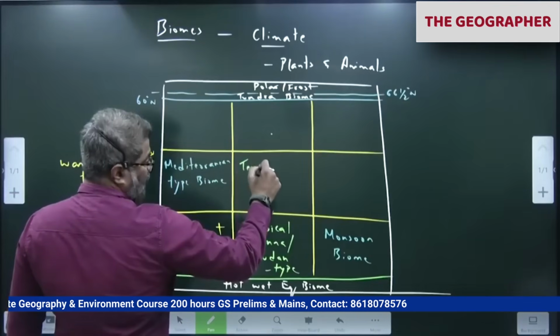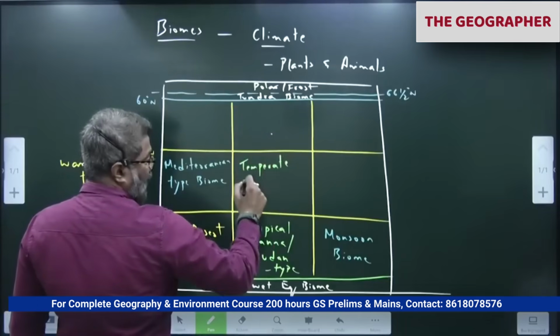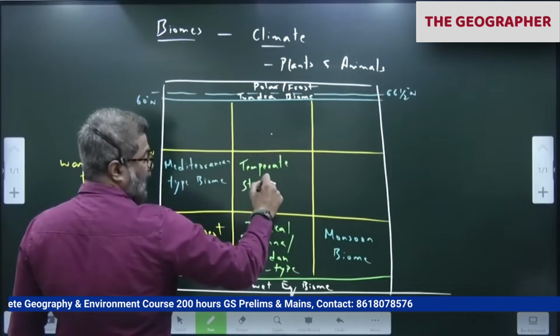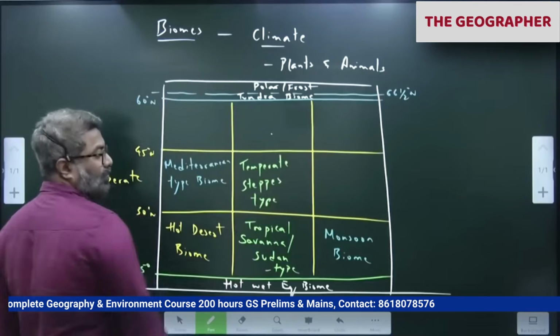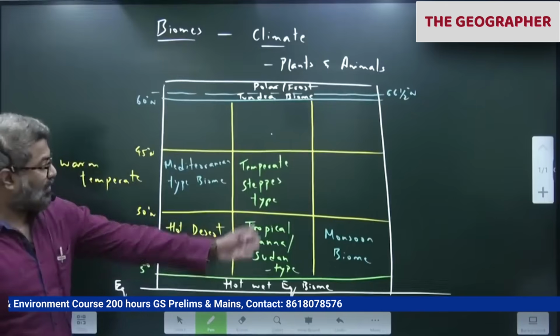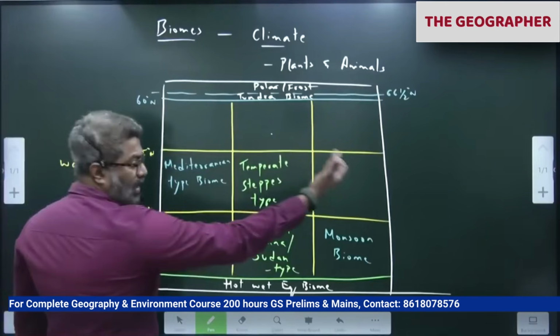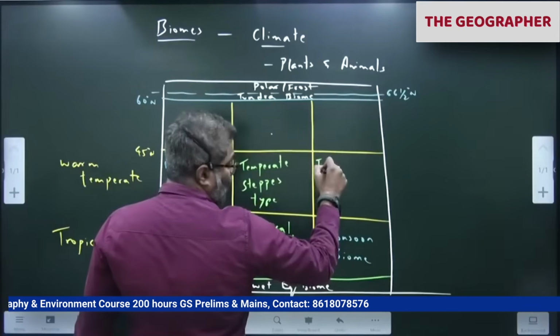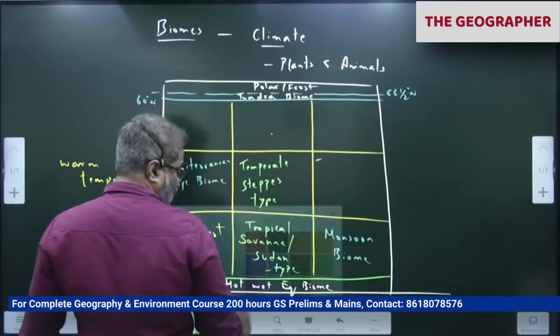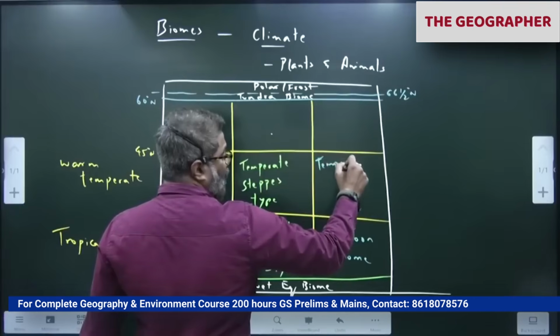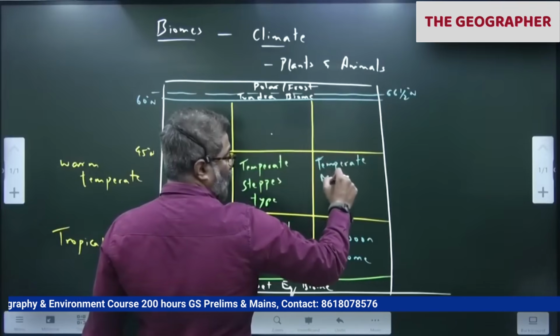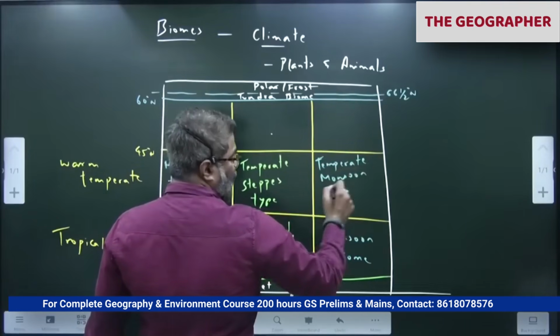Temperate grassland called steppes, prairies and all. Steppe type biome, temperate grassland biome. Remember, last class we had covered this. And then when you come this side, China type, temperate monsoon, because these areas also will receive rainfall during summer. So temperate monsoon biome. We mentioned three countries.